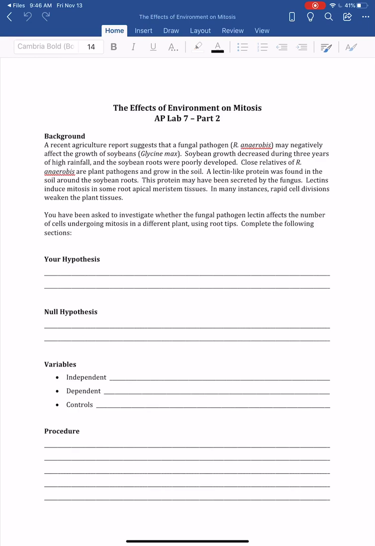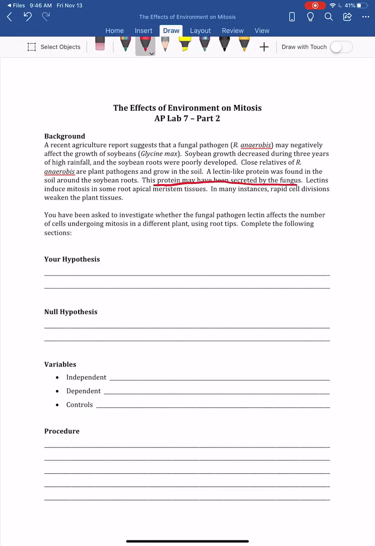Soybean growth decreased during 3 years of high rainfall, and the soybean roots were poorly developed. Close relatives of that pathogen are plant pathogens that grow in the soil. A lectin-like protein was found in the soil around the roots. This protein may have been secreted by the fungus, so that's important. The protein is coming from the fungus. Lectins induce mitosis in some root apical meristem tissues.